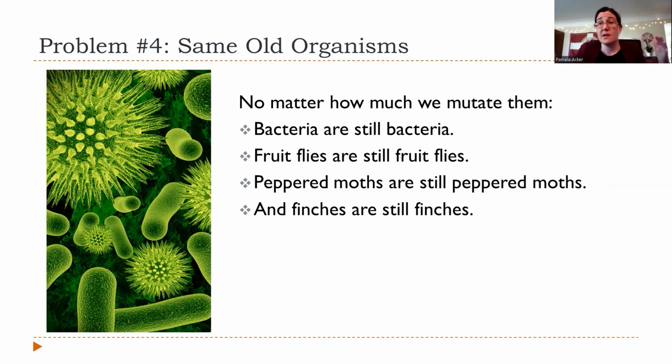We don't get a new species of bacteria. We don't get a new species of fruit fly. We just get strains of the same old species that we've already been mutating for over 100 years. And we've sped up that mutation up to 15,000 times. If there was going to be something new produced, we would have seen it.